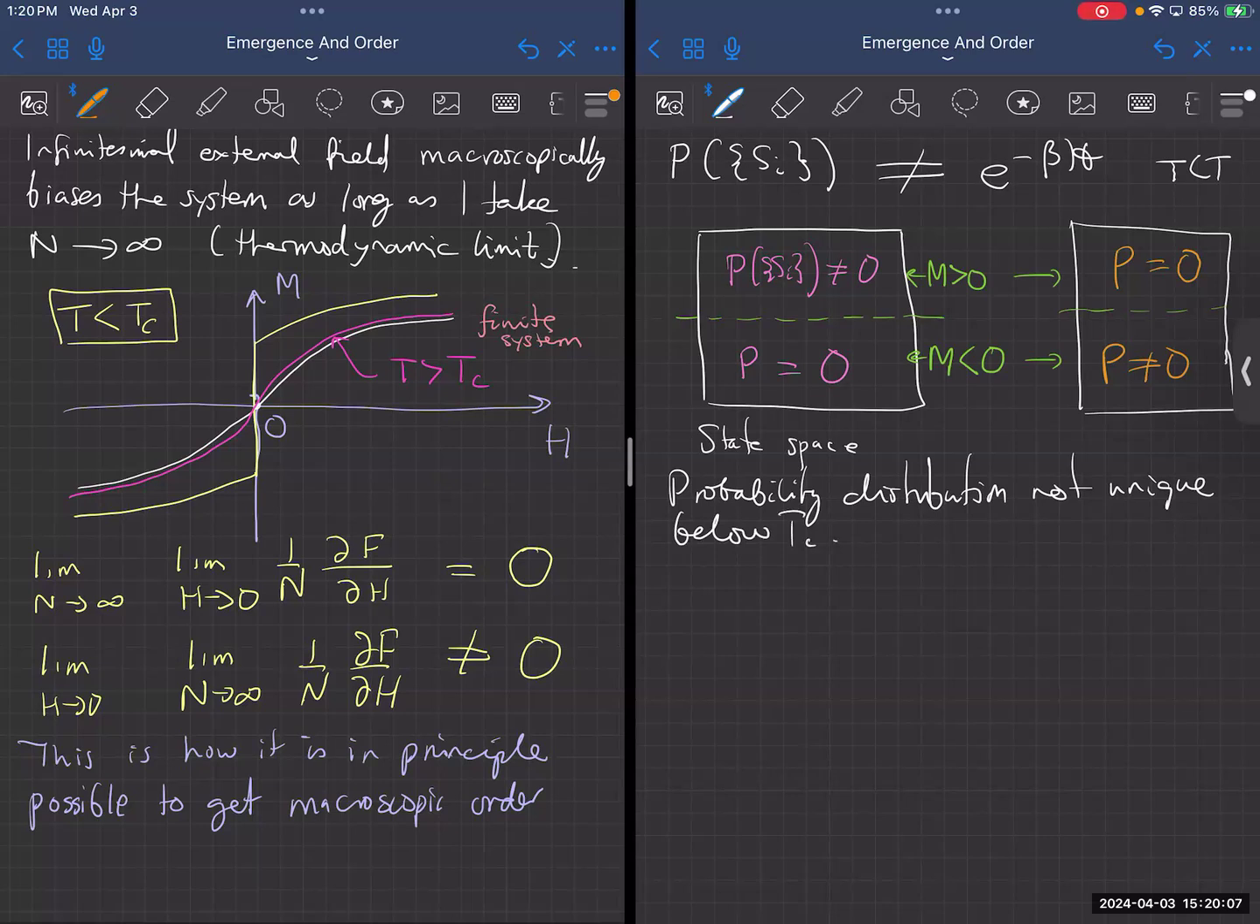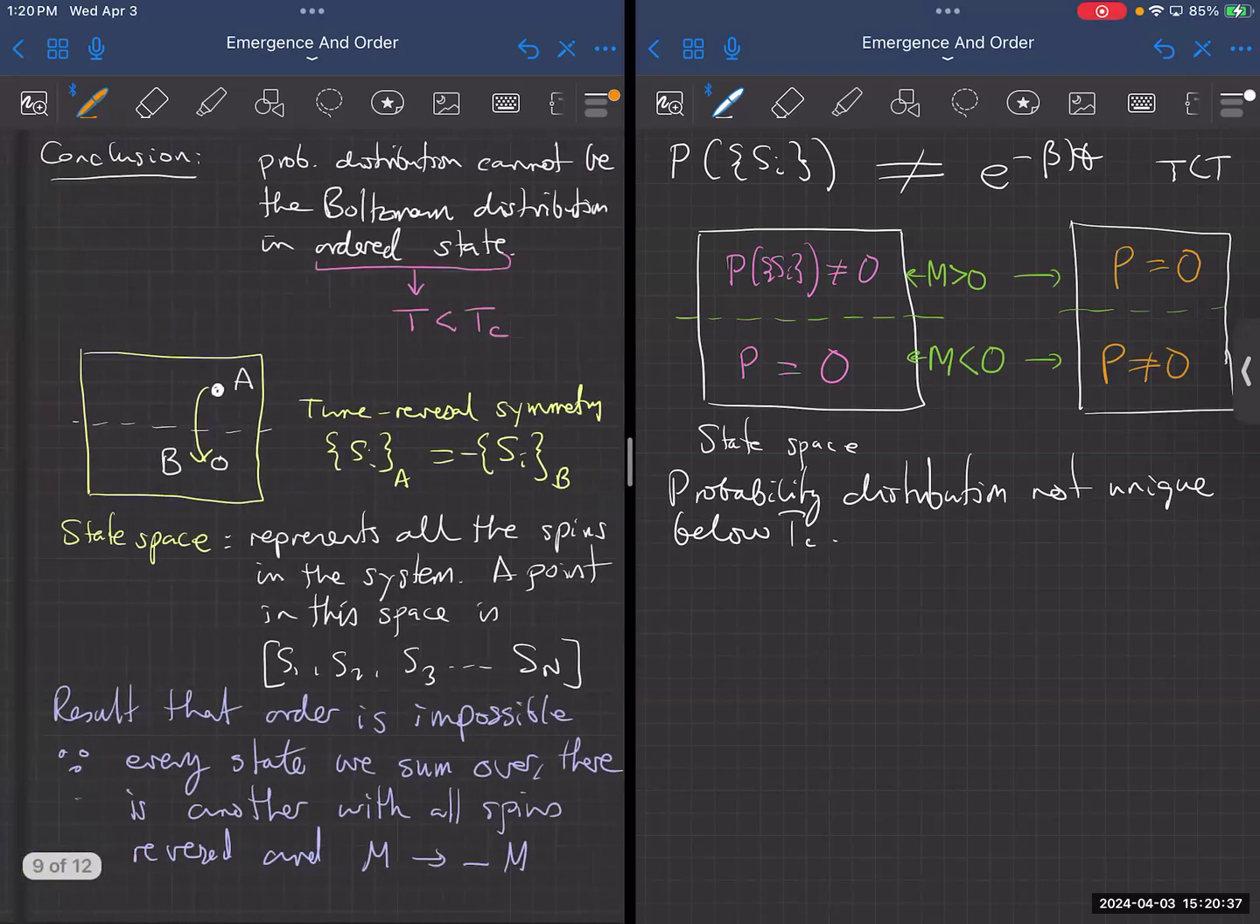Remember last lecture, I told you that emergence is associated with a loss of uniqueness. And emergence happens because there's a choice of possible states the system can be in, and it chooses one or the other. So now you're seeing exactly that here, that below Tc, the ordering, if it occurs, I haven't shown you that it does occur, I've just shown you how it can occur. That ordering is related to a non-uniqueness of the probability distribution.